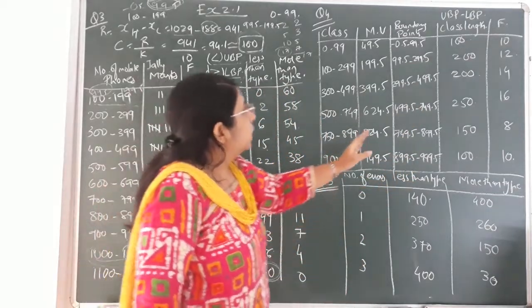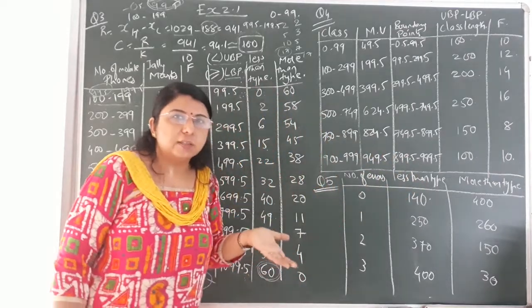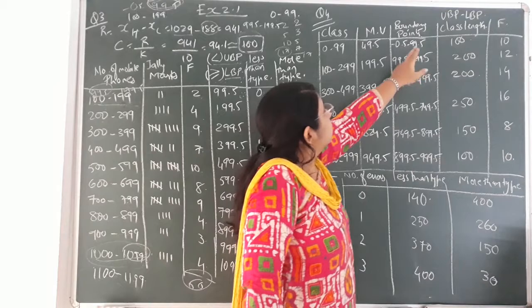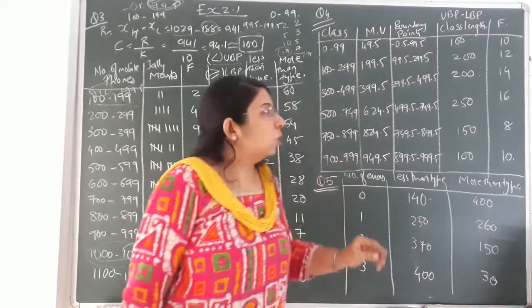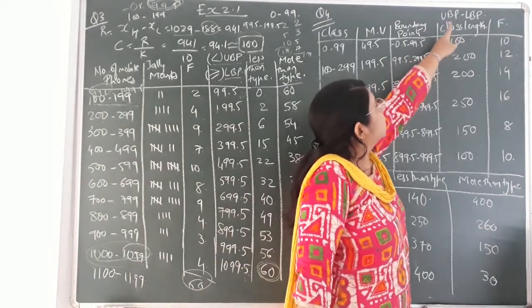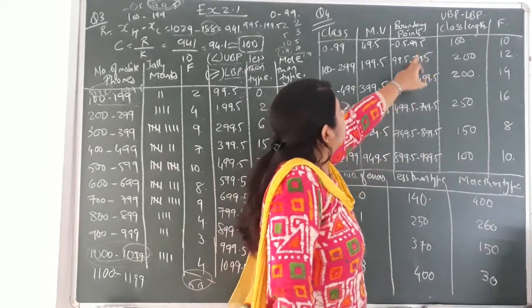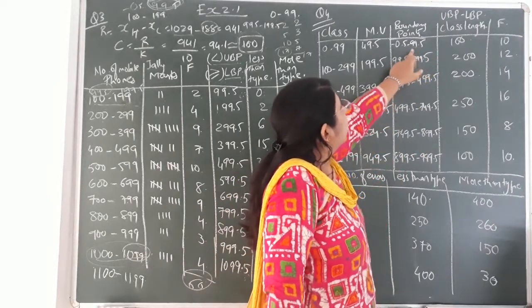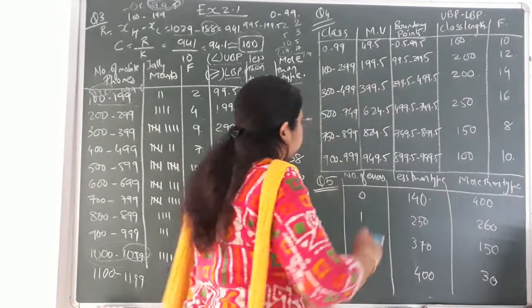Now after getting the exclusive data, we have to find the class length. How to find the class length? Very easy. That is subtracting the lower boundary point from the upper boundary point. You can see in the heading also I have written class length, that is upper boundary point minus lower boundary point. So the upper boundary point is 99.5. 99.5 minus 0.5.